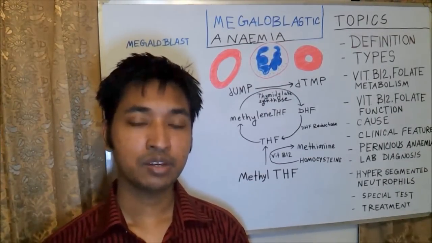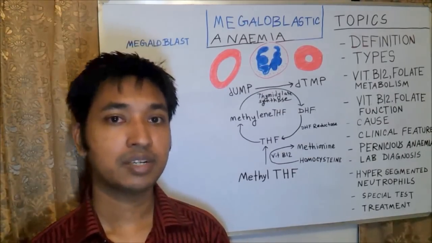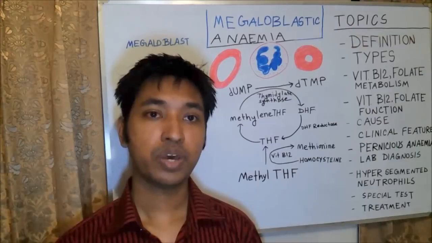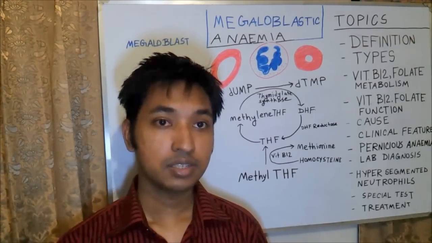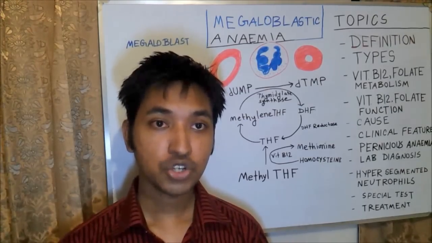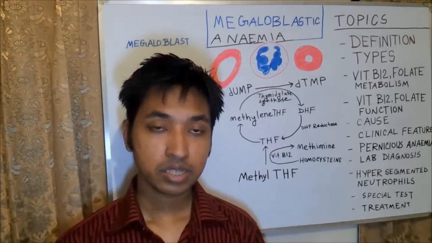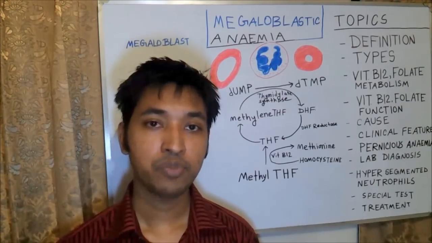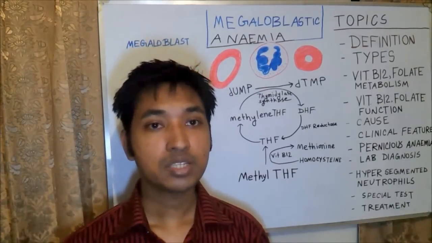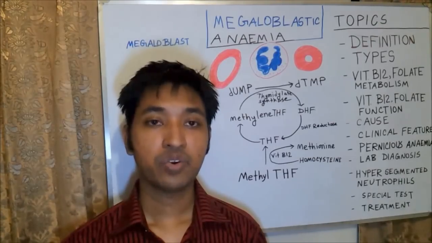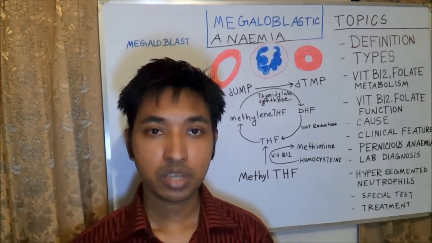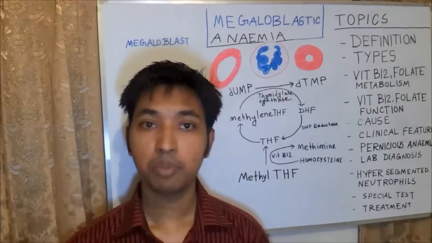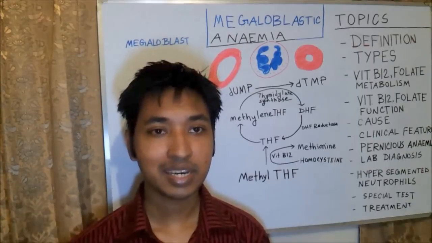Okay, so let's begin. First question, what is megaloblastic anemia? As written in your textbook, megaloblastic anemia is a type of anemia which is characterized by distinctive cytological and functional abnormalities in the blood cells and bone marrow cells due to impaired DNA synthesis. So I am repeating the definition again. Megaloblastic anemia is an anemia that is characterized by distinctive type of cytological and functional abnormality in the cells of the peripheral blood and bone marrow due to impaired DNA synthesis.